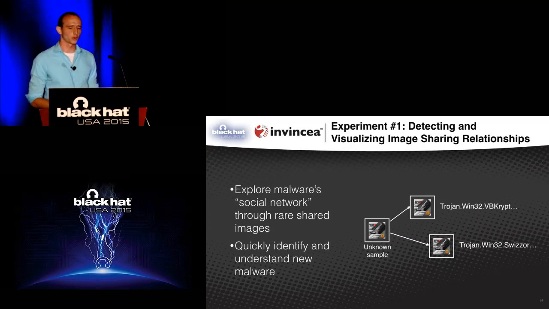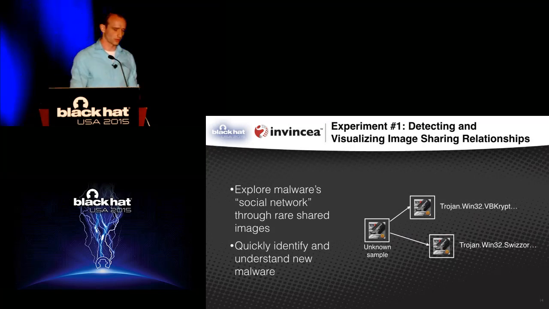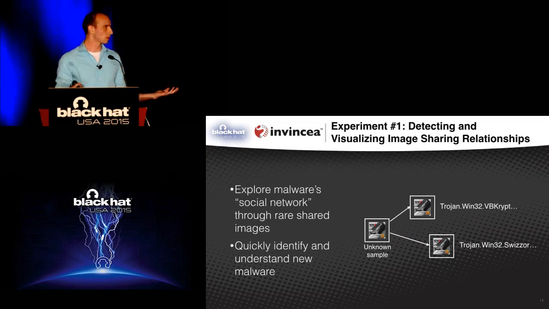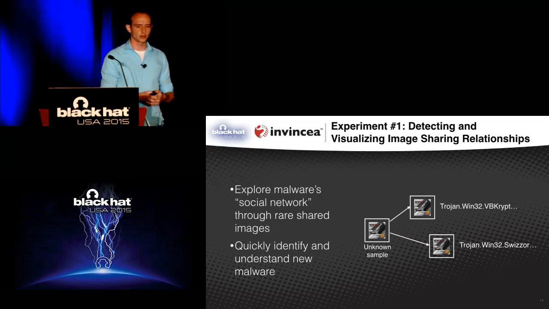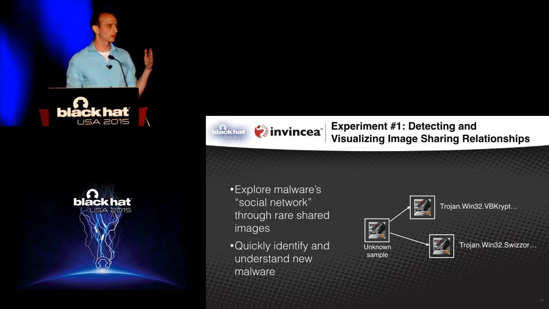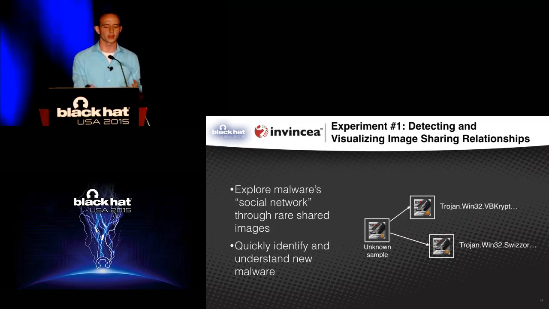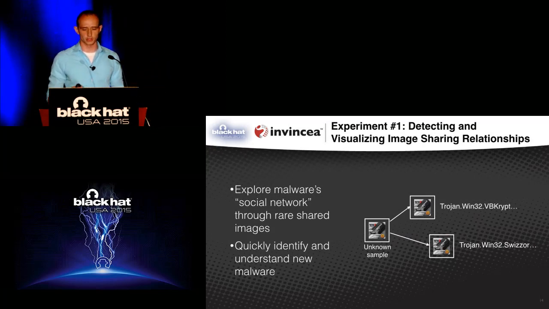So for our first experiment, we looked at how we could detect and visualize these relationships between malware samples. The idea here is if you could explore a malware sample's social network through these shared images, maybe rare images, like in this example, this kind of gun thing, you can begin to identify, first, is it even malicious? And then you can apply the results of your analysis on other samples to this unknown sample. So if we know nothing else about this unknown sample here, we can see that it's sharing an image with two samples we've previously analyzed and identified as being Trojans.